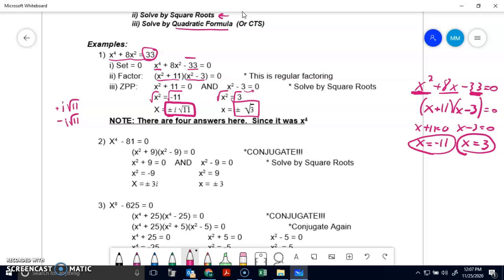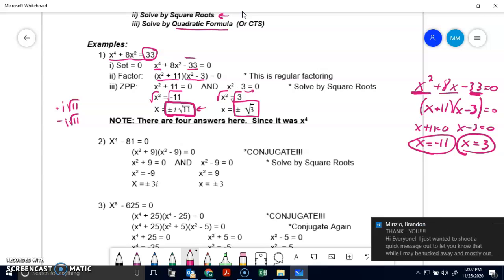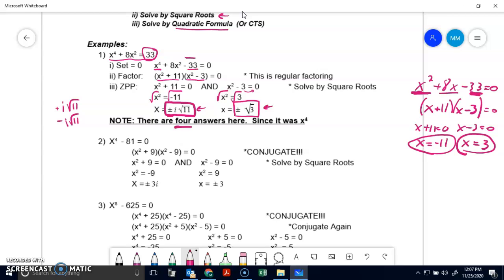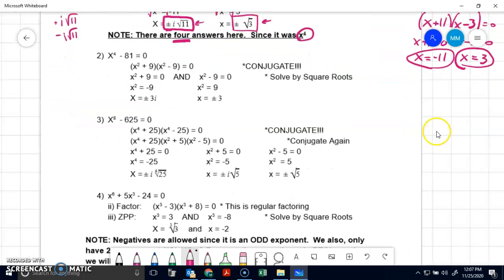So here's my 4 answers. I have plus or minus i square root of 11, that's 2. Plus or minus square root of 3, that's another 2. And I got 4 answers, which makes sense because this was an x to the fourth problem. So I should be getting 4 answers. So we factor, set each factor equal to 0, and solve by square roots. And that's what most of today's is going to be.